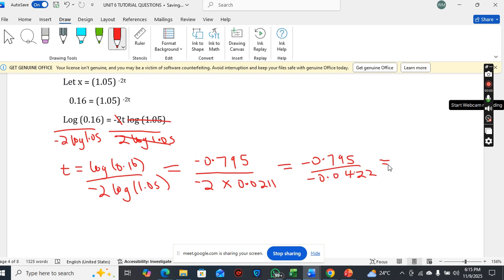So to get our value, 0.795 divided by 0.0422, we get 18.83. Since it's in terms of years, we'll say basically 19 years. Any questions?